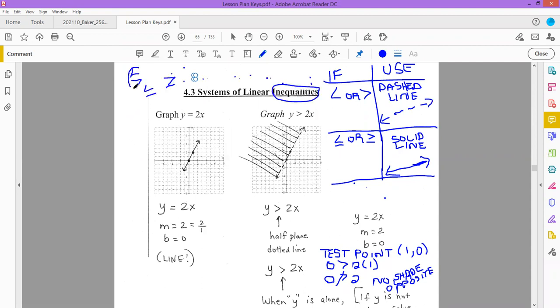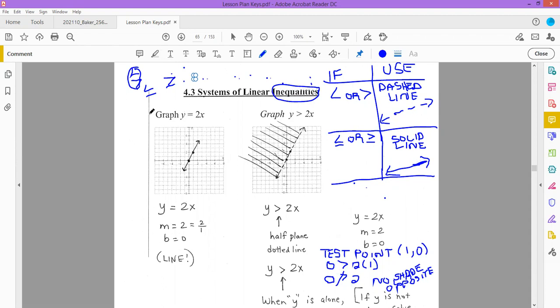If you have symbols that are less than or greater than, when you graph these inequalities, you should use a dashed line. You want to make a note of this information, when to use a dashed line and when to use a solid line. You use a solid line if the symbol is less than or equal to or greater than or equal to. So as we are making our graphs, we'll pay attention to our symbols to determine whether or not our graph should be dashed or solid.